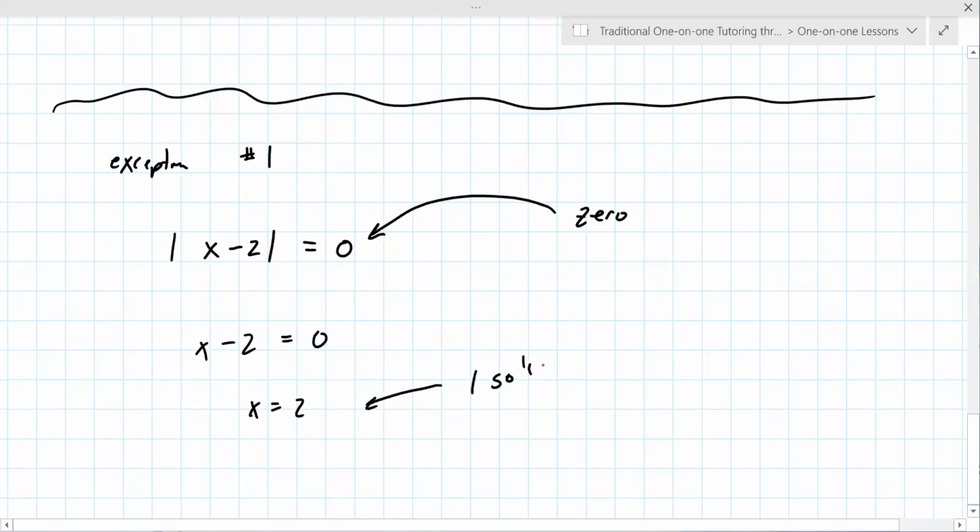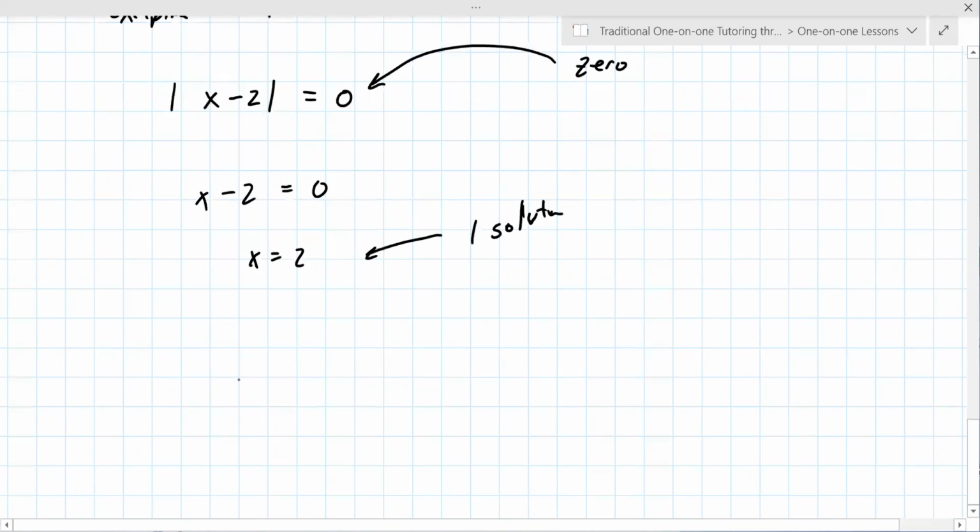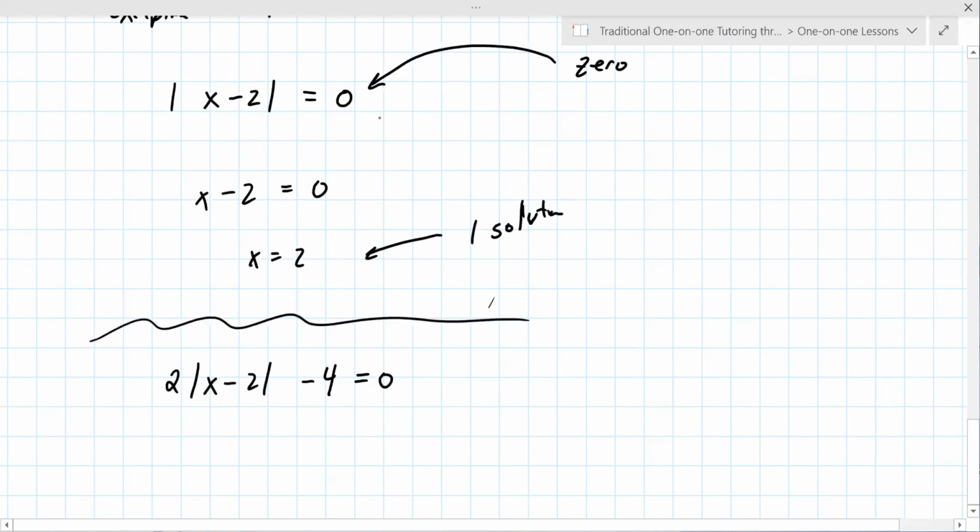Okay, so it's not because it equals 0, it's because the absolute value equals 0. The reason I bring it up like that is, let's say it was 2 absolute value x minus 2 minus 4 equals 0. This is not the one about the absolute value equaling 0. It's equaling 2, technically. Exactly.